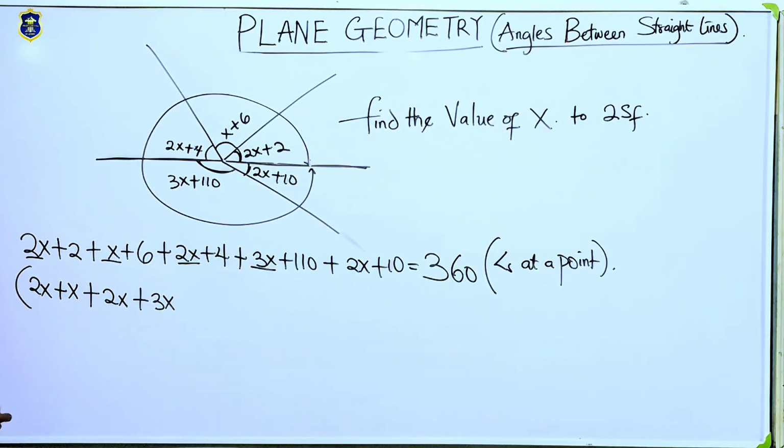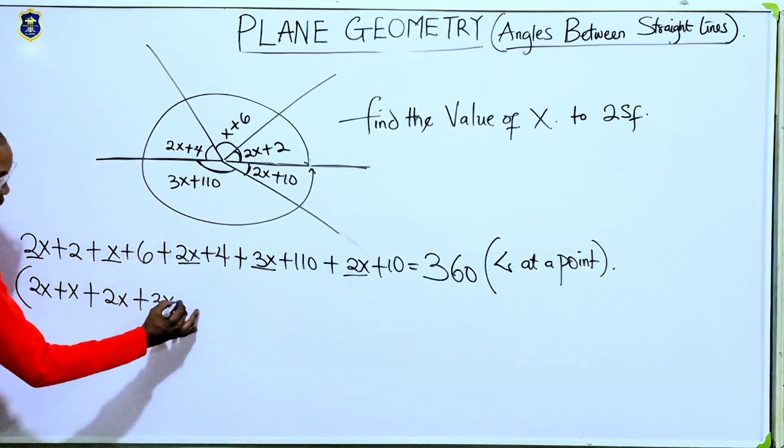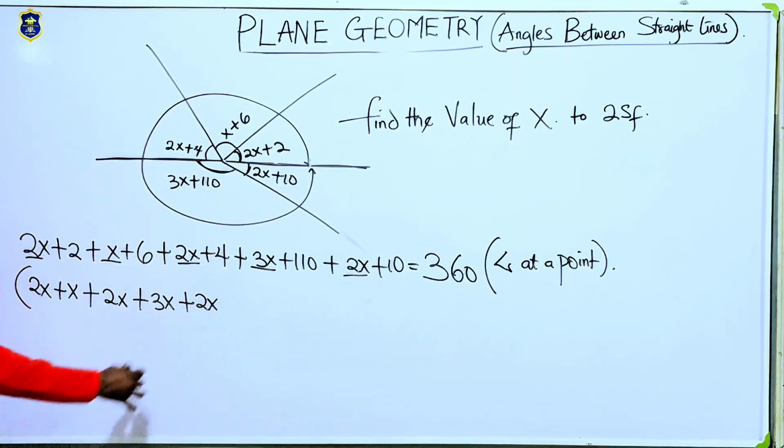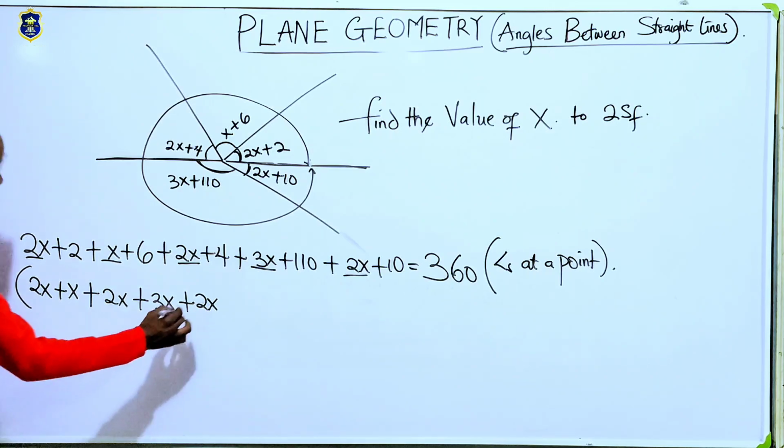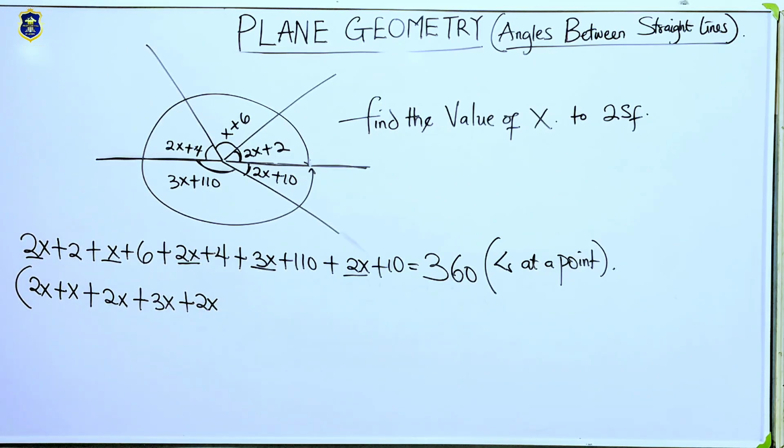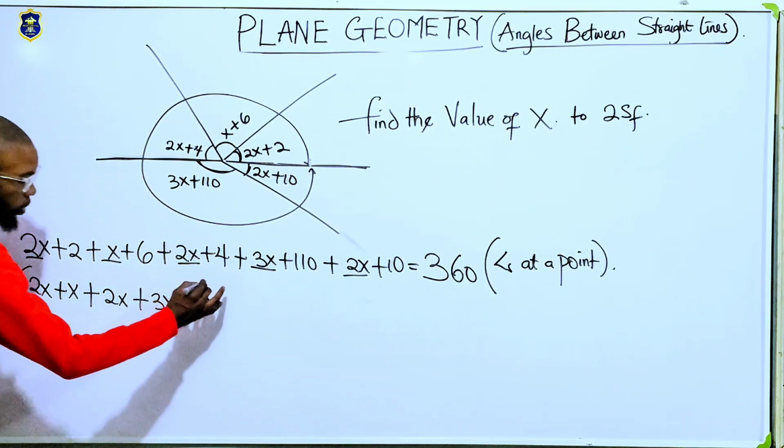We have 2x again, then plus 2x. Should that be all? Yes, that should be all. You sure? Check. I'm sure we're missing something. Am I missing anything? 2, 3, 5, 8, 2. Okay, that should be it.